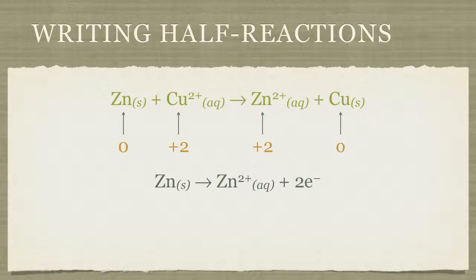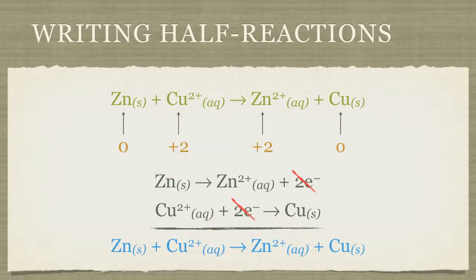So now we can start writing our half reactions. Zinc is losing 2 electrons, while copper is gaining 2 electrons. Finally, we cancel out anything that's on both sides of the half reactions, in this case the electrons, and again we have our whole reaction, which is just where we started. Now let's go the other way.